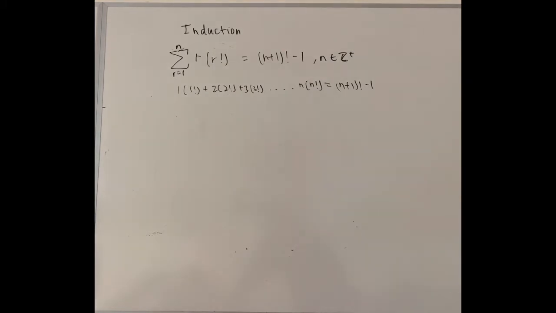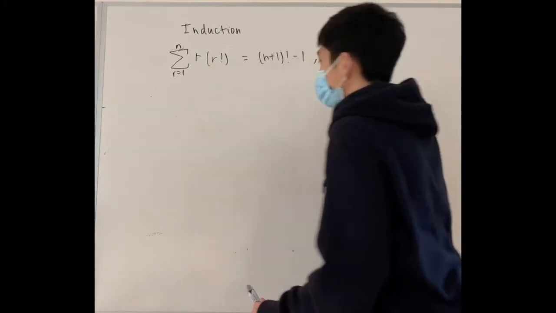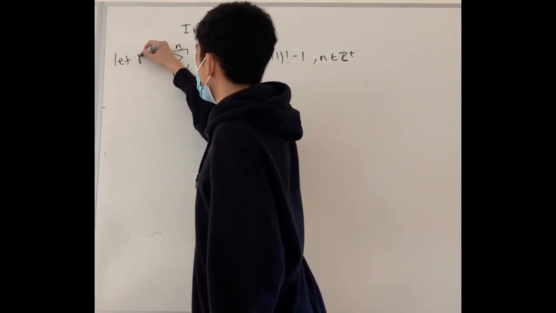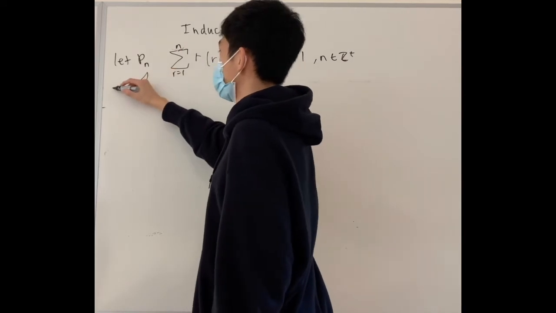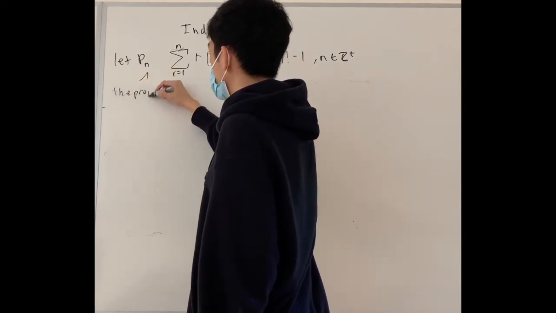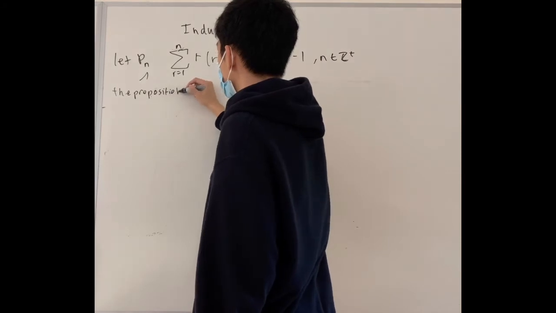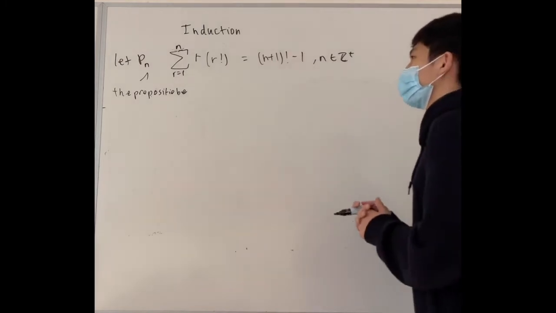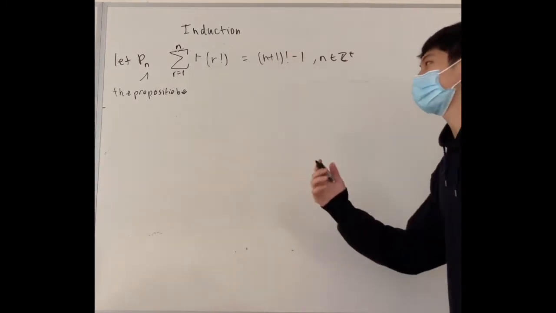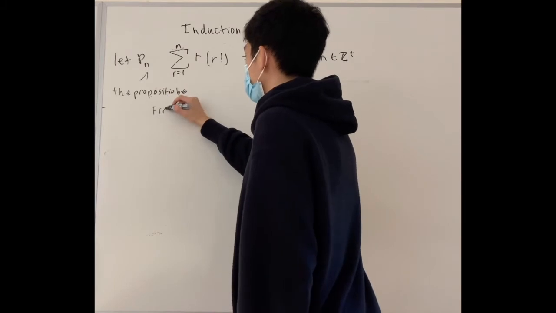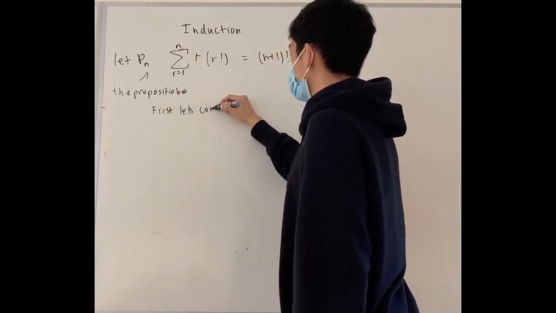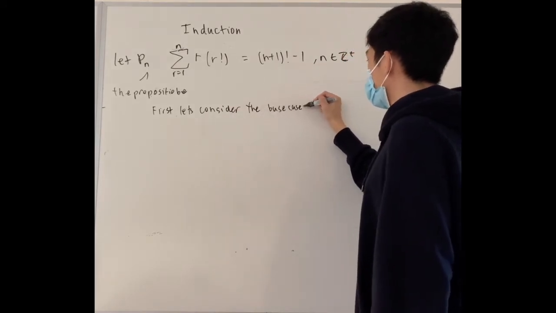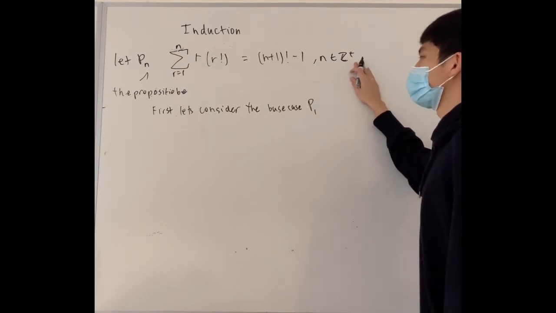Okay, so now we want to prove this, right? First, we always write, in this case, let Pn, the proposition, be this. Copy that down on the page in the exam test. So first, we always start with the base case. So first, let's consider the base case P1, for all positive integers.